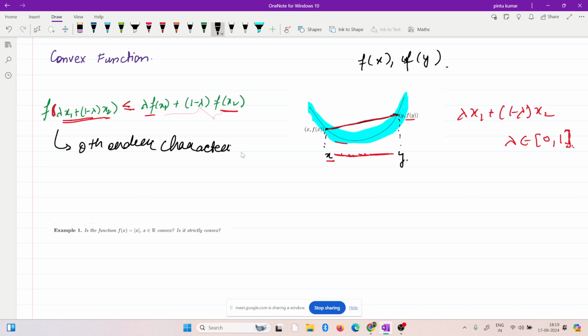So there are 3 equivalent definitions for a convex function. One is just via value of f of x and f of y. One is via gradients and one is via Hessian. So this one is called zeroth order characterization.